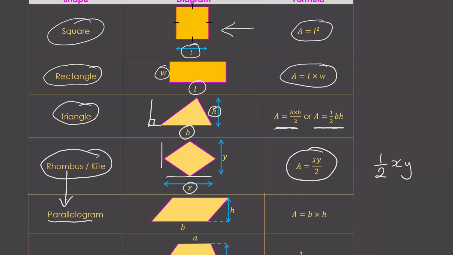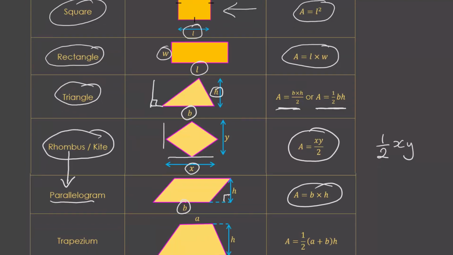For the parallelogram, you identify the base and the height. Once again, those need to be perpendicular, and the area is base times height.